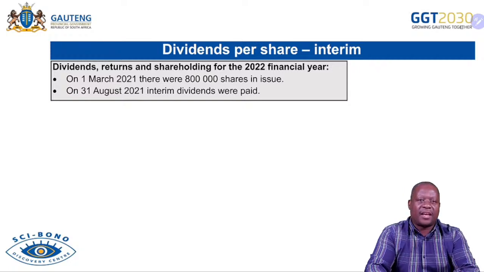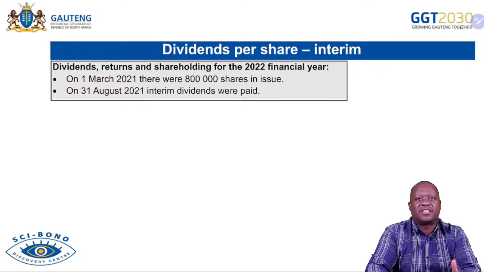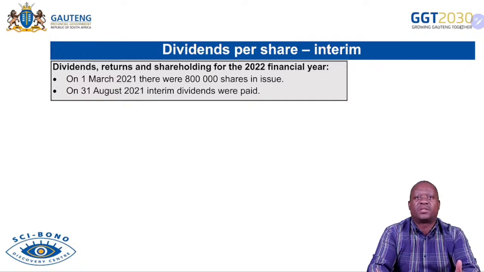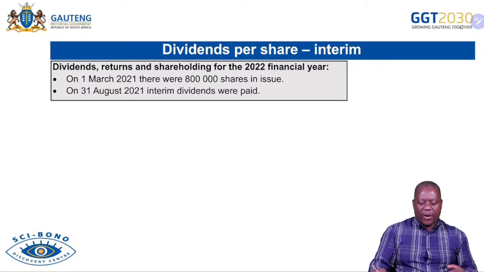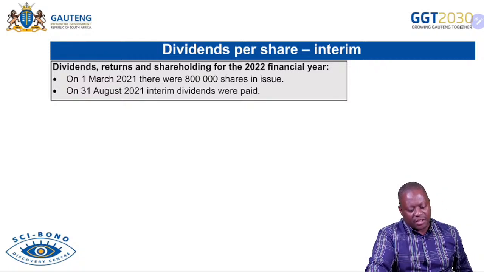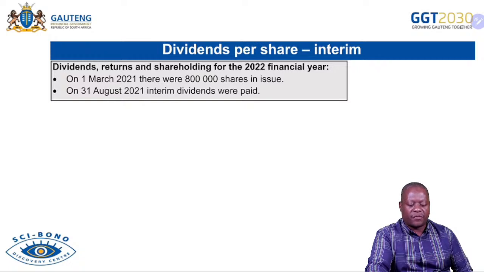Now let's move on and look into the next ratio. Dividends per share. In this case, we are looking at the interim dividend per share. Very important. Interim dividend per share. Now we are given information on dividends, returns, and shareholding for the 2022 financial year.